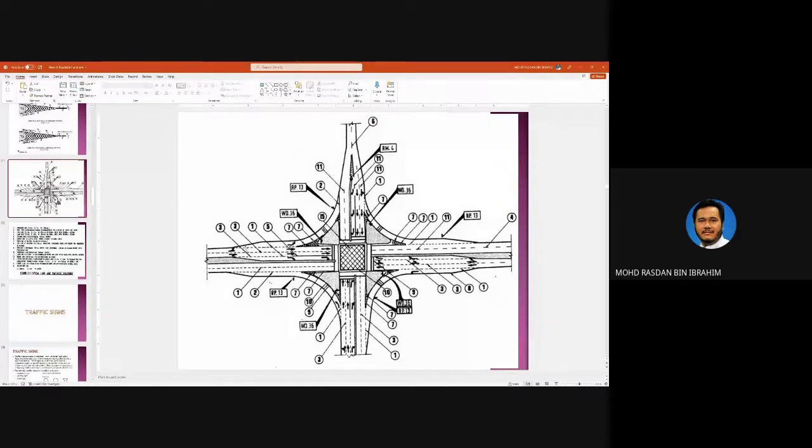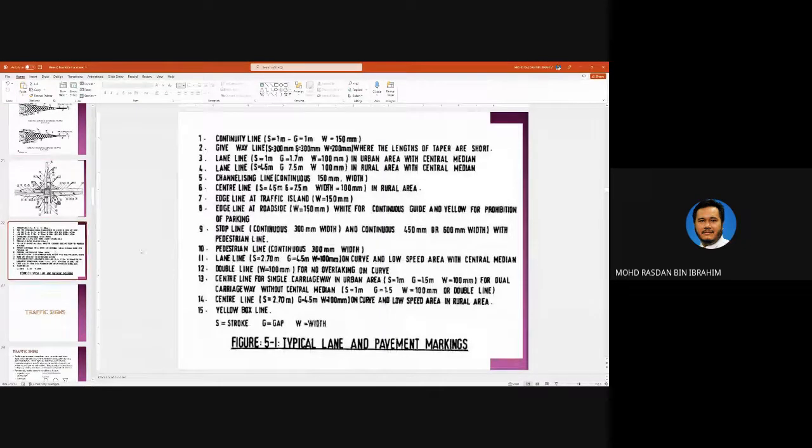Okay, so this one and the edge one here, the other one here is the continuity line. Okay, and this is the channelizing line. You have edge lines, and then let's see, okay, number 1 and number 2, and then you have number 7. Number 7 is the edge line at the traffic island. Same thing, the width is 150 mm.